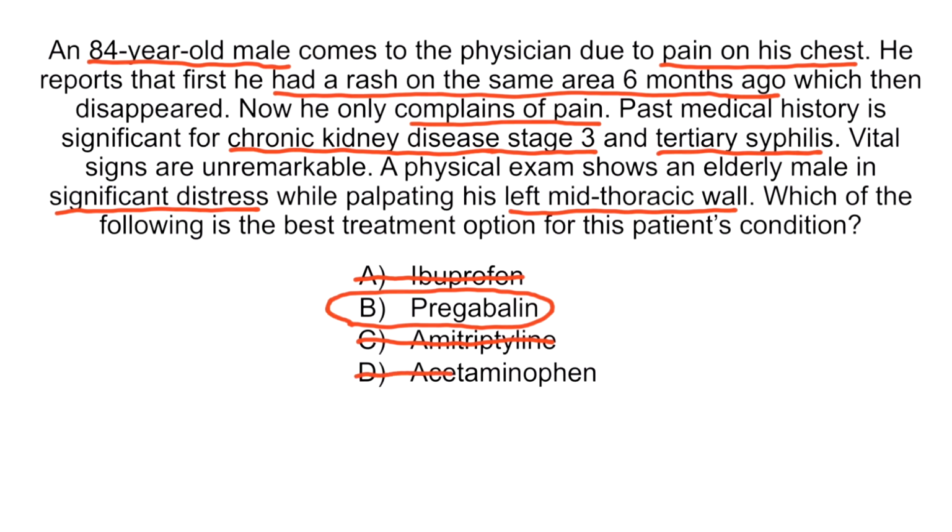Now, option D, acetaminophen, can work as an analgesic. However, it's not the first-line treatment for post-herpetic neuralgia. And that concludes our lecture on viral skin infections.